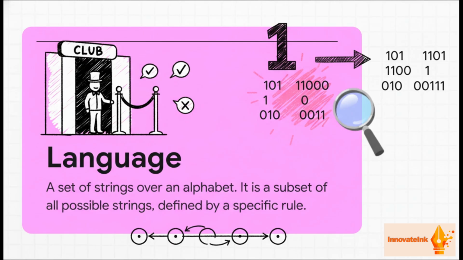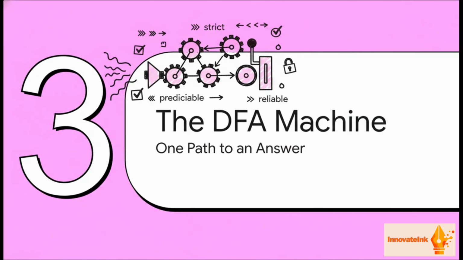Now, in computer science, a language isn't like English or Spanish. It's just a set of rules that decides which strings get to be in the club and which ones are left out. For instance, you could have a language of all binary strings that have to start with a 1. If a string follows the rule, it's in. If not, it's out.